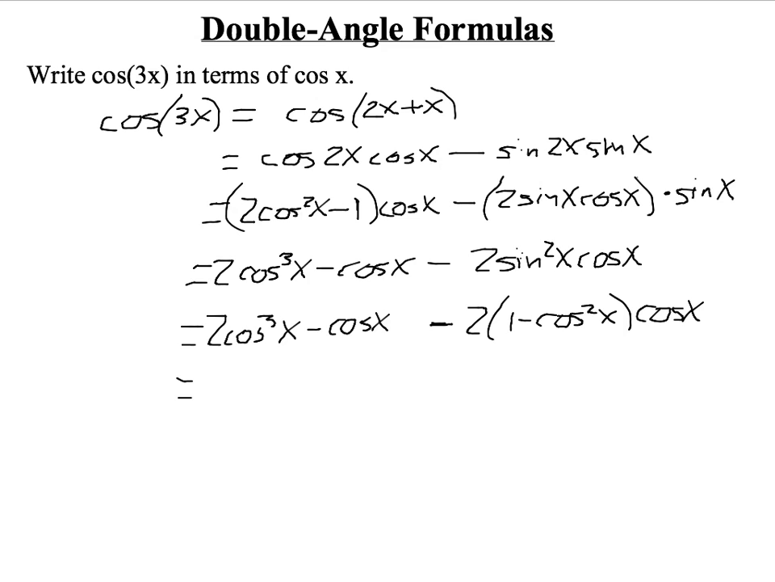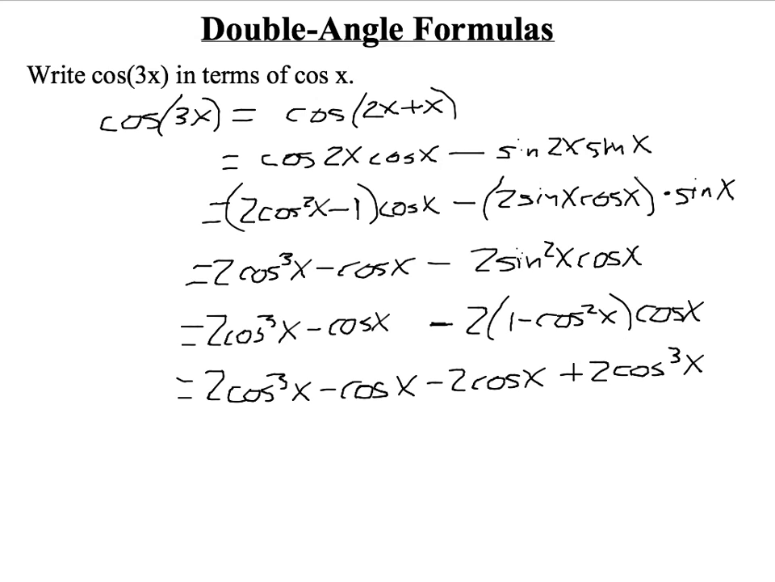I see two things that need to be distributed: a cosine x over the parentheses and a negative 2. And this will come with us: minus cosine x. Now let's make sure we do this right. Negative 2 times 1 times cosine x is negative 2 cosine x. Negative 2 times negative cosine squared x times cosine x is plus 2 cosine cubed x.